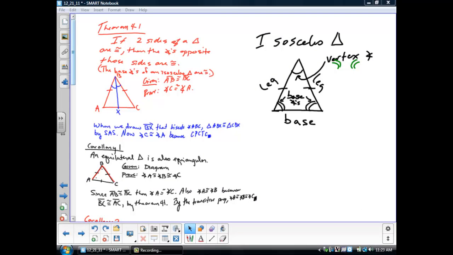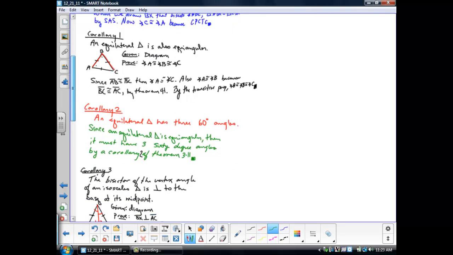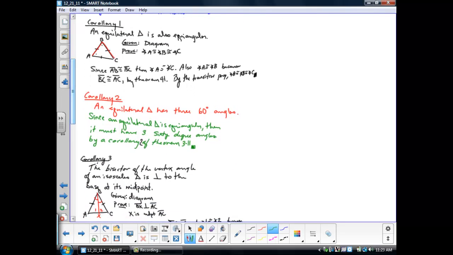So the first theorem we have is theorem 4.1, which says if two sides of a triangle are congruent, then the angles opposite those sides are congruent. Which basically means if you have an isosceles triangle, then the base angles are congruent. So we have then three corollaries to this theorem.